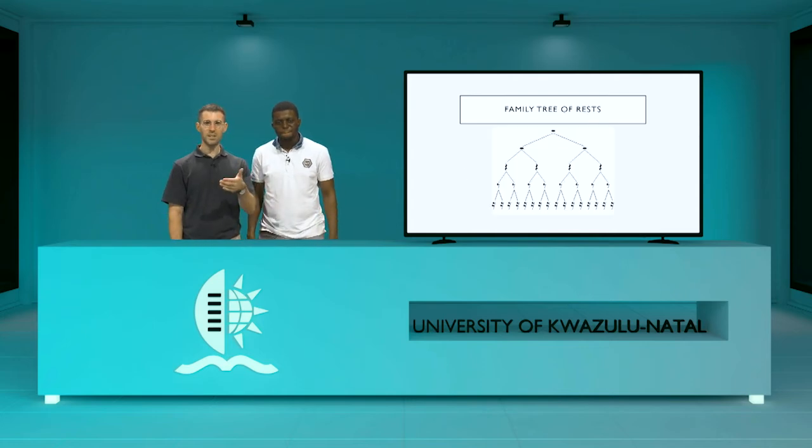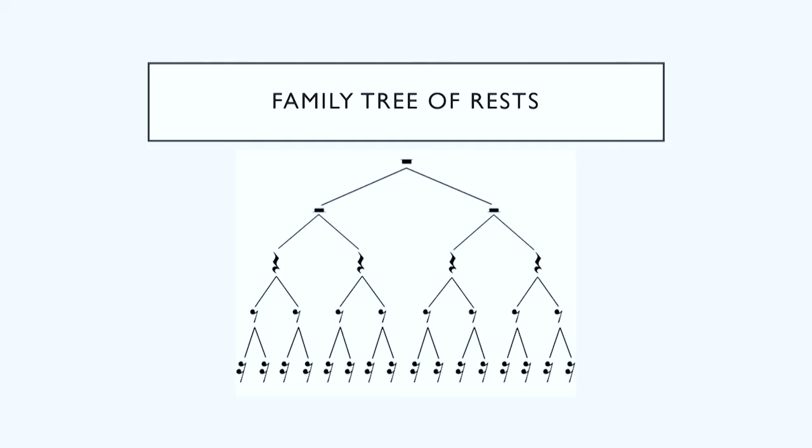So now let's have a look at that family tree again, but this time with the rests. At the top you can see the 4 count note or the semibreve note rest. Then that can divide into 2 minim rests. A minim rest can divide into 2 crotchet rests. A crotchet rest can divide into 2 quaver rests, and a quaver rest can divide into 2 semi-quaver rests.